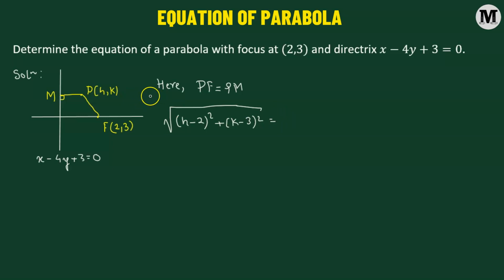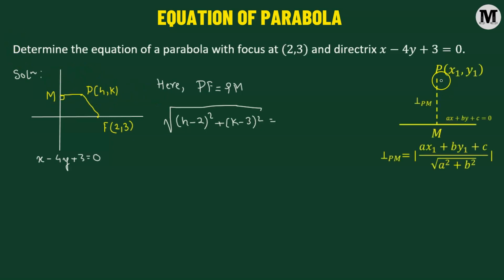Let's go through the formula we'll use to find the perpendicular length PM. We have a point P with coordinates (x1, y1) and a straight line with equation ax plus by plus c equals 0. If we drop a perpendicular from point P on the line, the length PM is given by the absolute value of ax1 plus by1 plus c, divided by the square root of a squared plus b squared. Here a and b are the coefficients of the line ax plus by plus c equals 0. Let's use this formula.